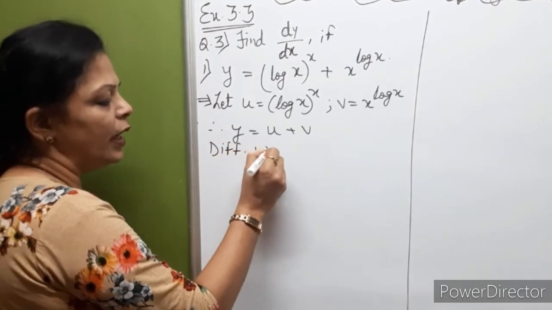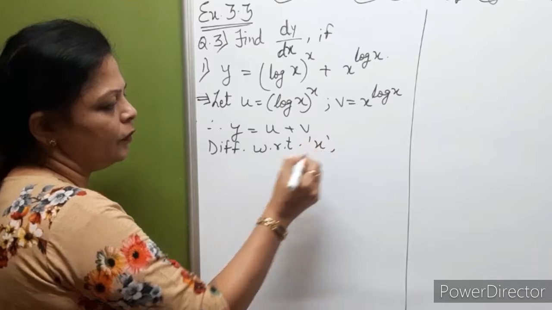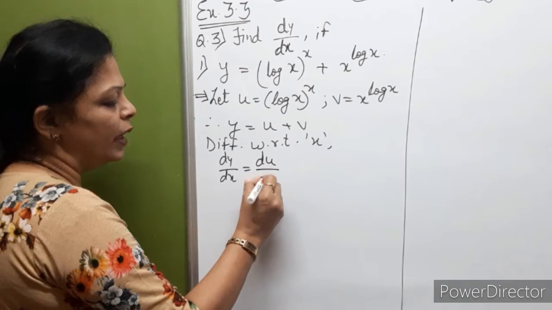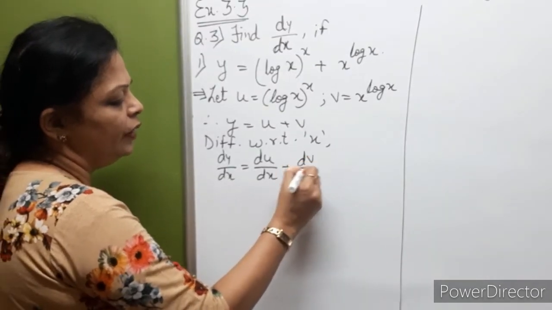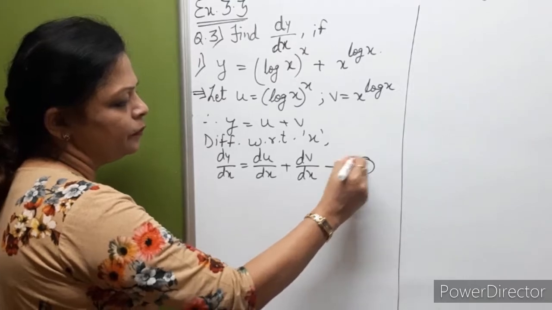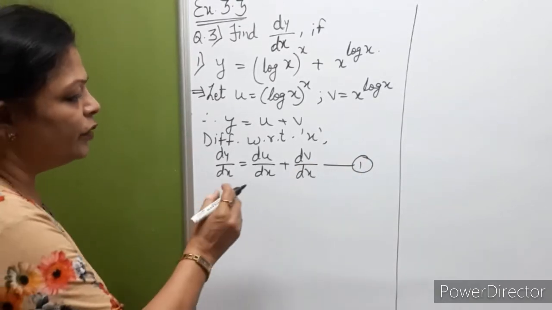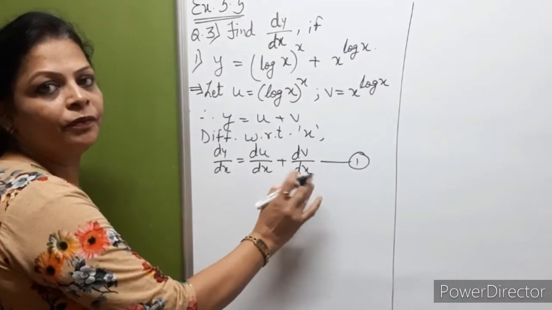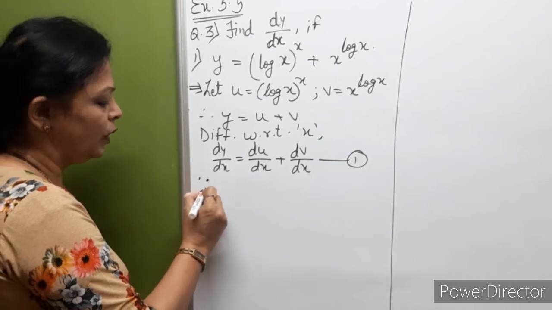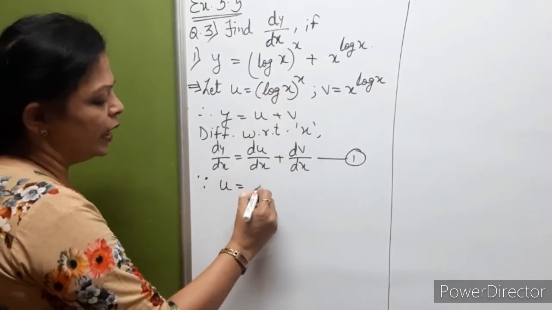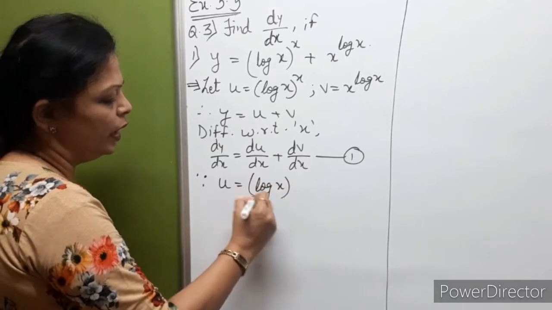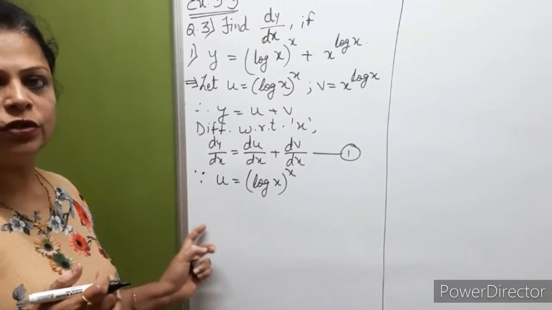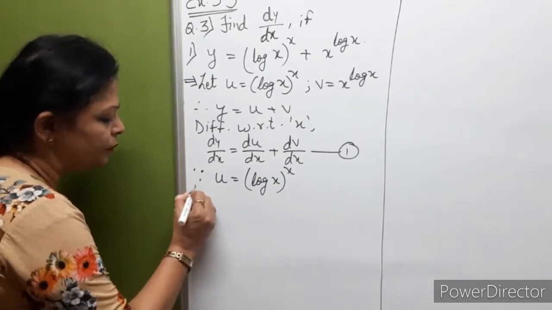Differentiating with respect to x, you will get dy by dx is equal to du by dx plus dv by dx. Fine. And we will find this du by dx and dv by dx separately. Since u is (log x)^x, that means f(x) raised to g(x), so you have to take the log on both sides.